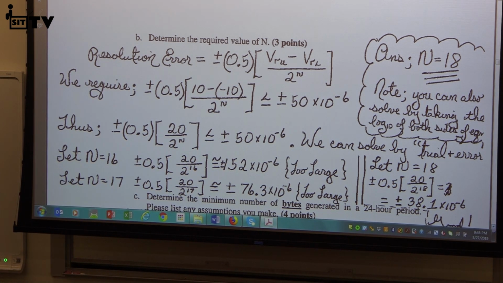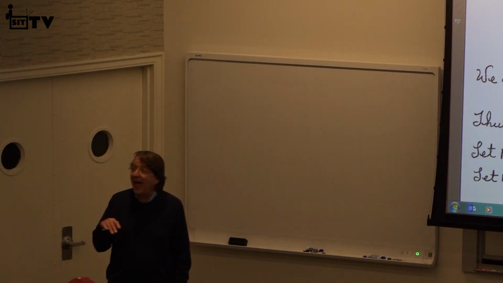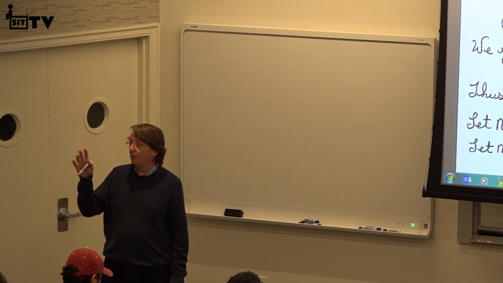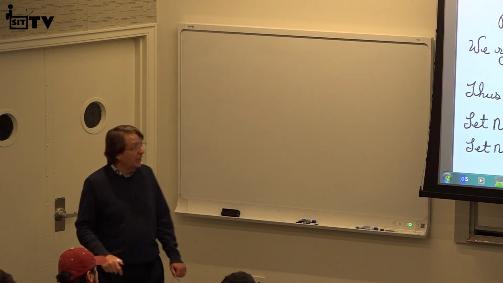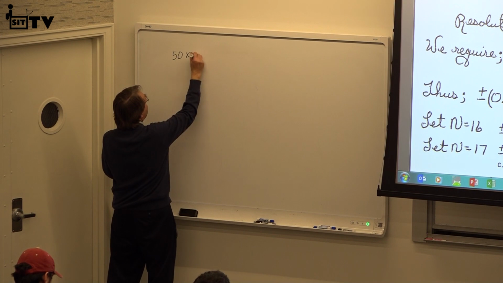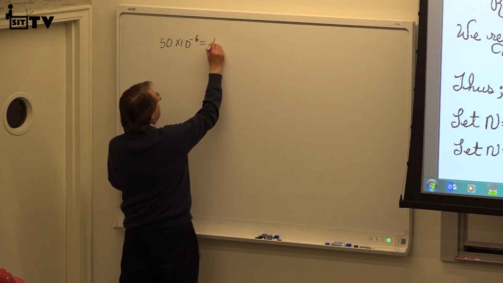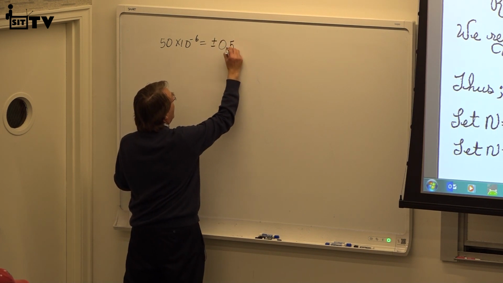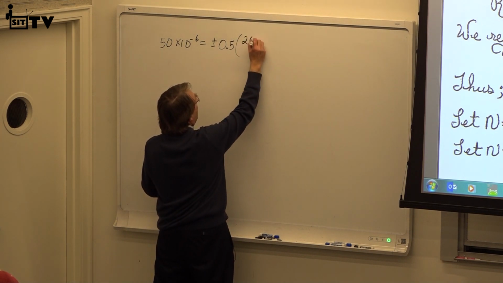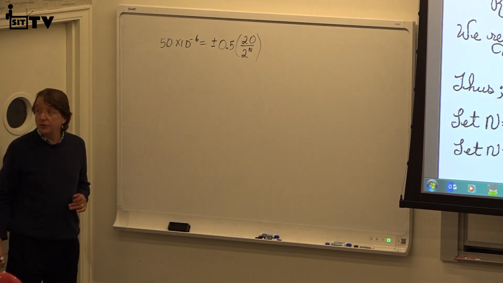Can someone, maybe with a calculator, check this out? Let's solve it for exactly equal to 50 microvolts. I'm going to get an n as some fraction, and then I'm going to have to round up. So write this as 50 times 10 to the minus 6 equals plus and minus 0.5. And what is that? That's 20 over 2 to the n. Did I do this right?